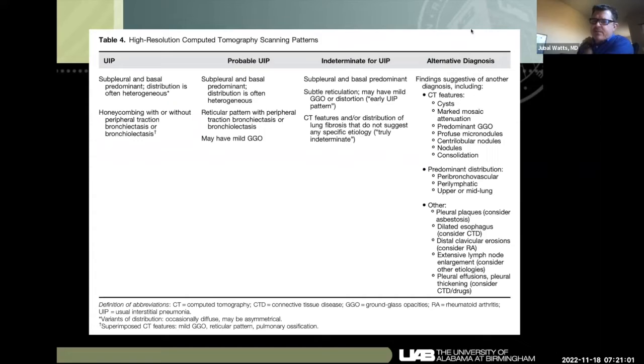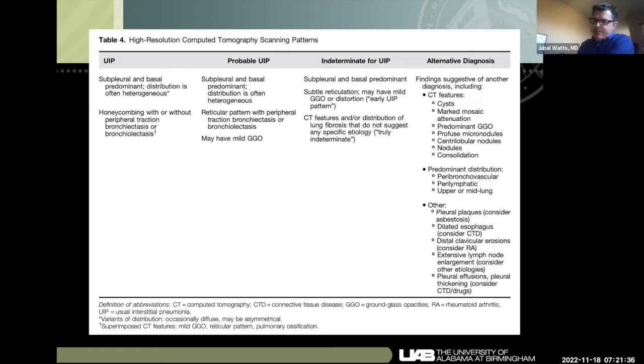And then they have the findings that would actually suggest an alternative diagnosis, not UIP. And this is when you see cysts. If you see true cysts in the lung, you would think about your cystic interstitial lung diseases like DIP, LIP, Birt-Hogg-Dubé and those other things. If they have marked mosaic attenuation, that would imply generally air trapping. So you'd think about HP. If they have a lot of ground glass densities, that can be some other process. Micronodules you can see in sarcoid. Centrilobular nodules you can see in HP or smoking related interstitial lung disease.